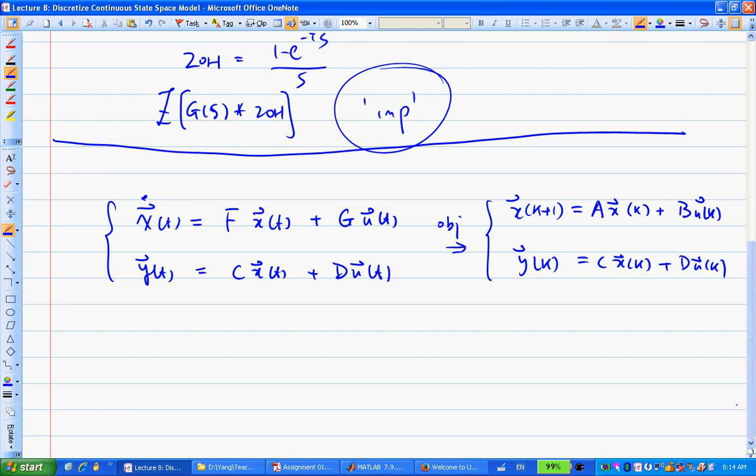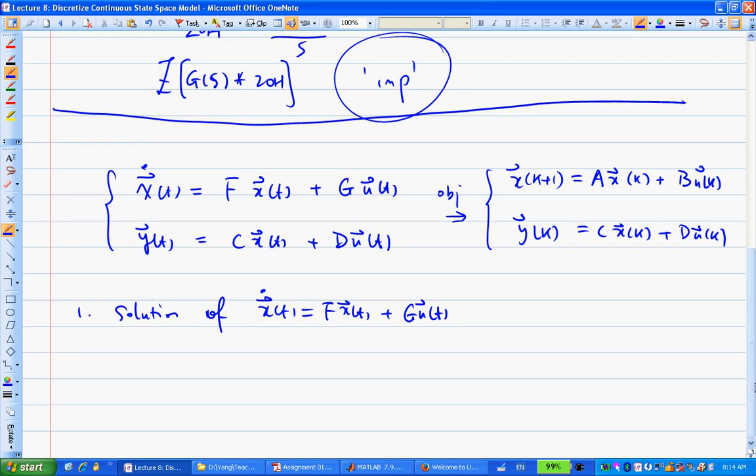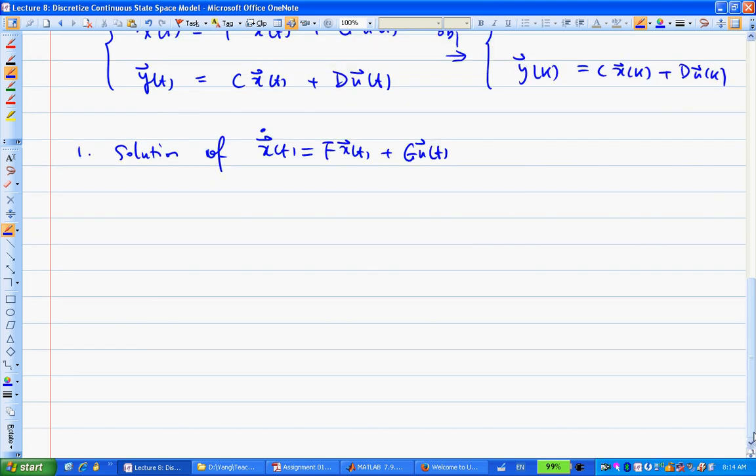Now, first of all, what we need to do is obtain the solution of this one here. So let's obtain the solution of this. If you take a close look, we have vector signs in here. F and G, we know they are matrices. But if I get rid of the vector sign, let's see.